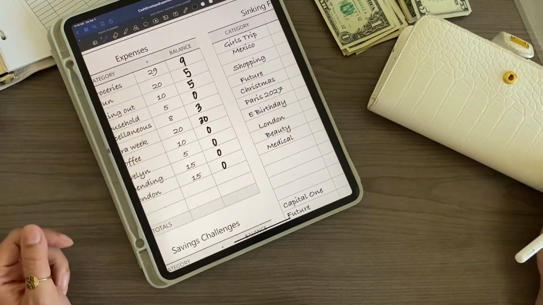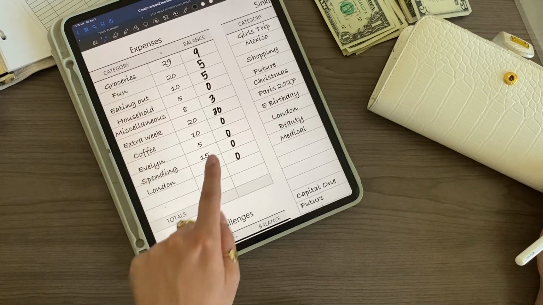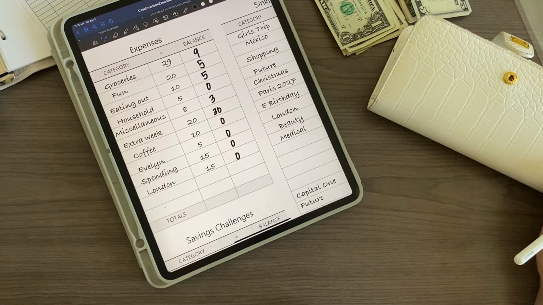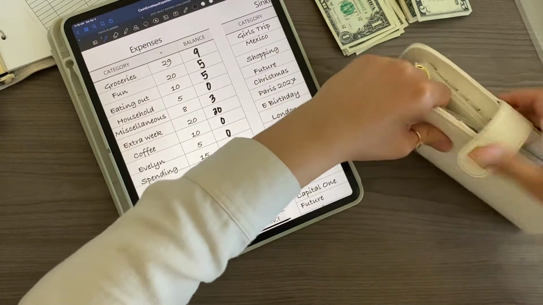Okay, so that's what was left. We didn't go over, which is good, any of our categories here, and the extra week actually went up, so that's good. All right, so let's go ahead and move this out of the way.